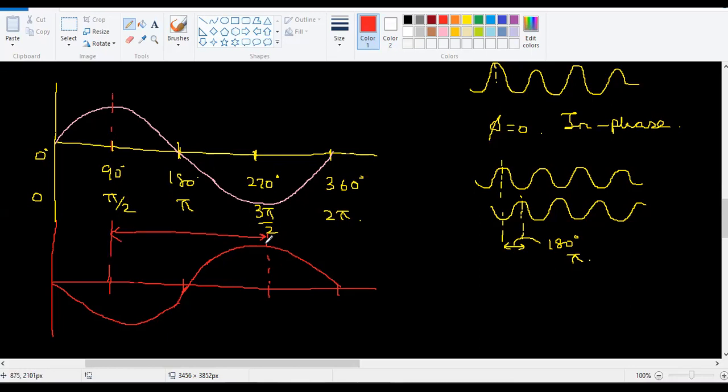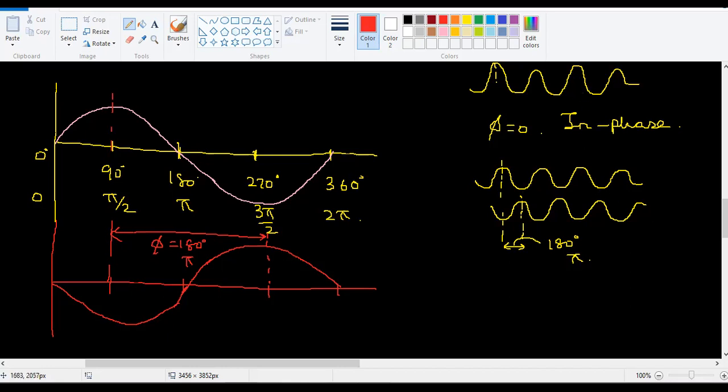So from this peak to this peak, what is the difference? 270 minus 90, which is 180 degrees. Or you can also write it as pi. Why? 3 pi by 2 minus pi by 2 will give me 2 pi by 2. So the 2 cancels, and I'll be getting pi. Everyone following this? Take it down properly.